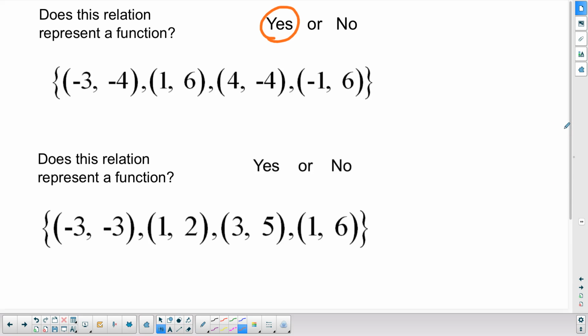Function, not a function. No. Why not? Because there's 2 ones. There's 2 ones. Yep, so it's not a function.